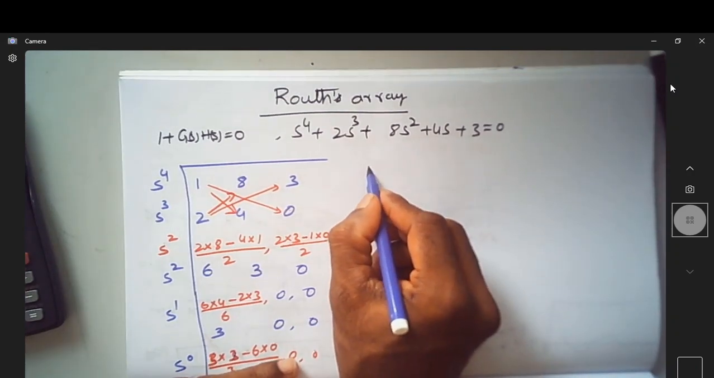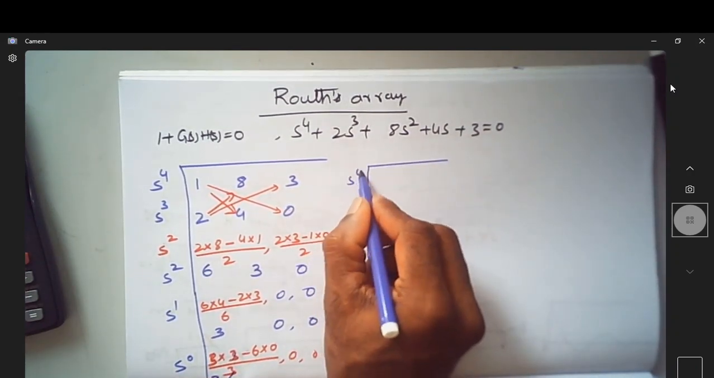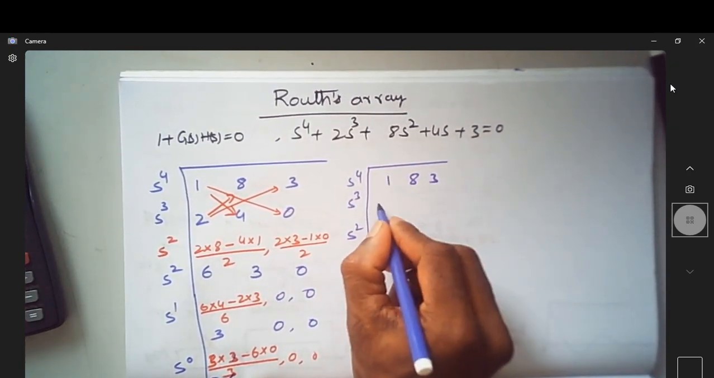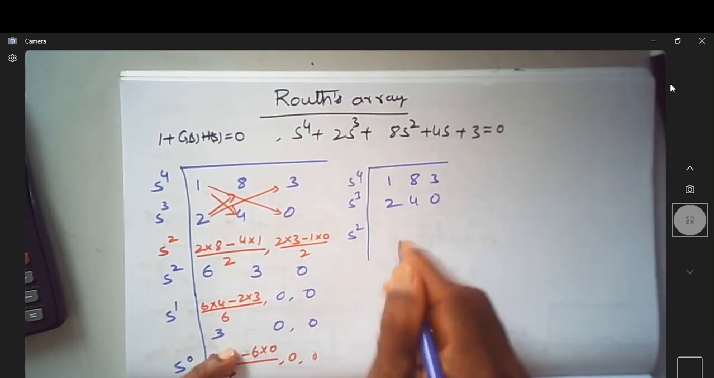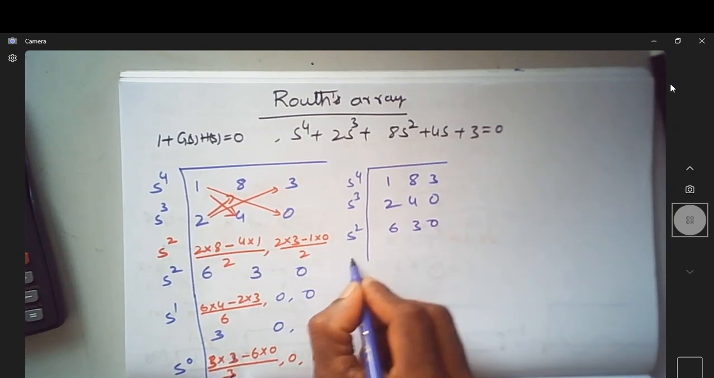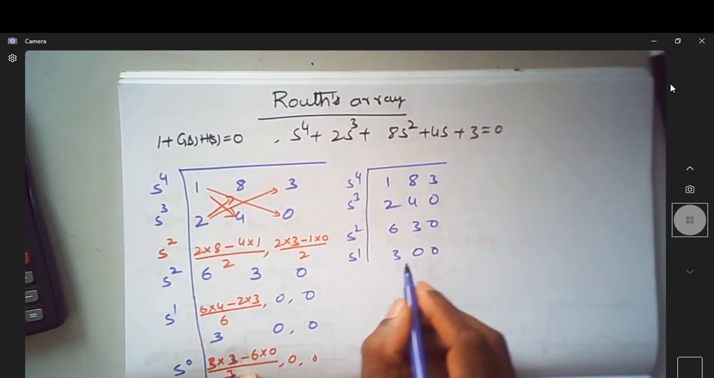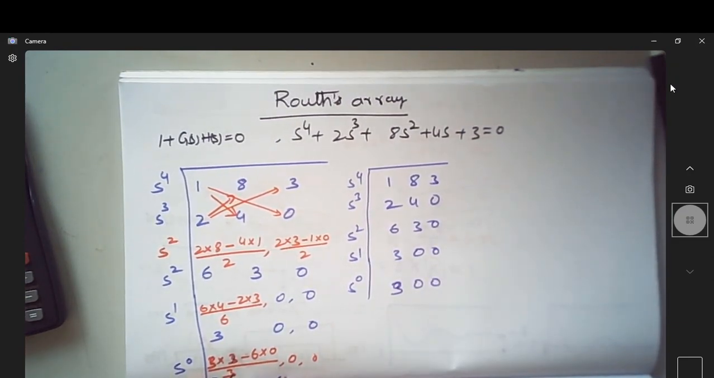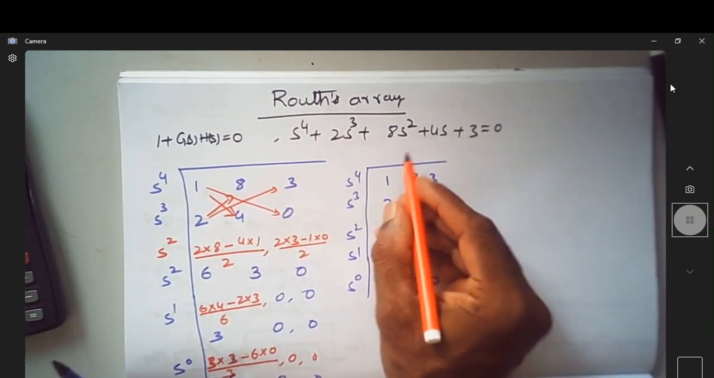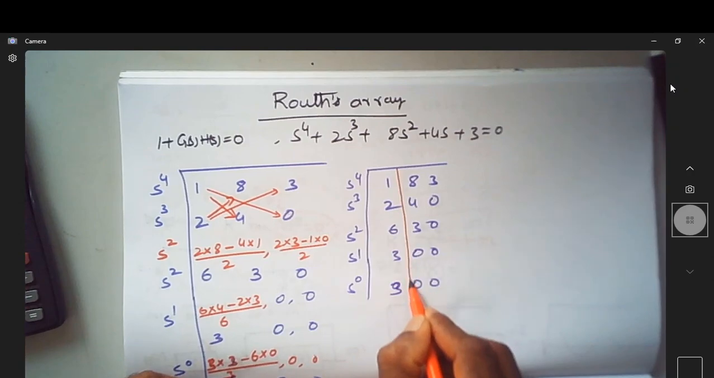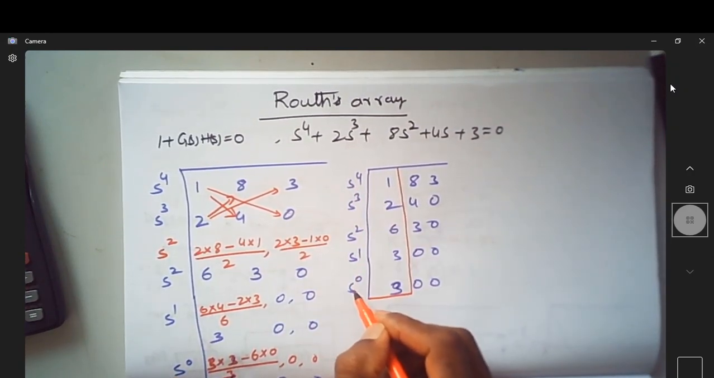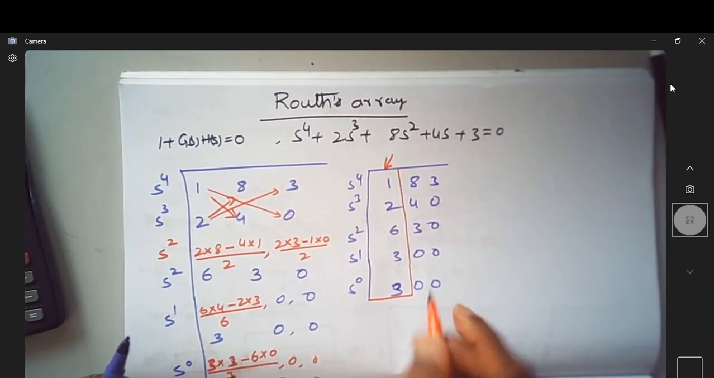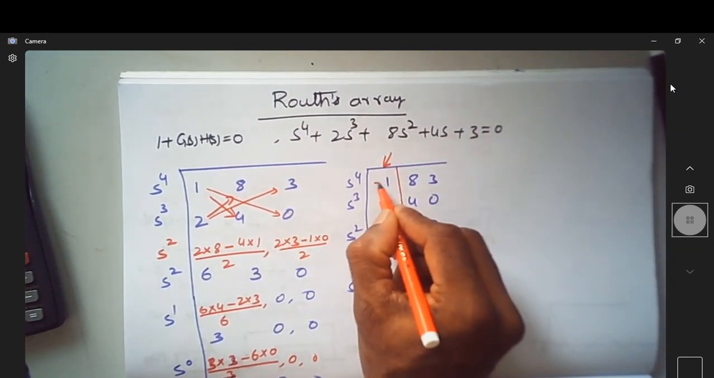If I rewrite this now: S power 4, S cube, S square, so this is 1, 8, 3, then 2, 4, 0. For clarity, I can write it as 6, 3, 0. S power 1 is 3, 0, 0, and S power 0 is 3, 0, 0. Now we have completed the Routh array. After completing the Routh array from the highest power to the S power 0 coefficients, you look at the first column of the Routh array. So this is my Routh array. Look at the first column. All of them are positive.